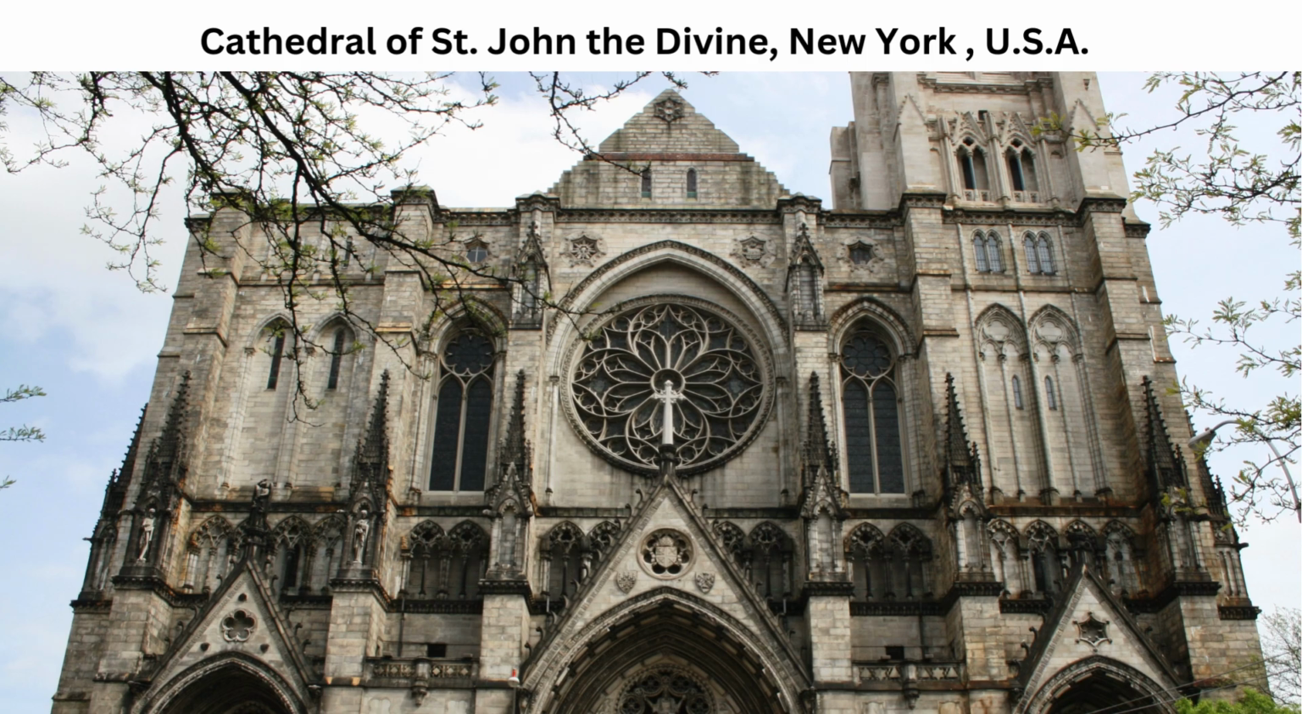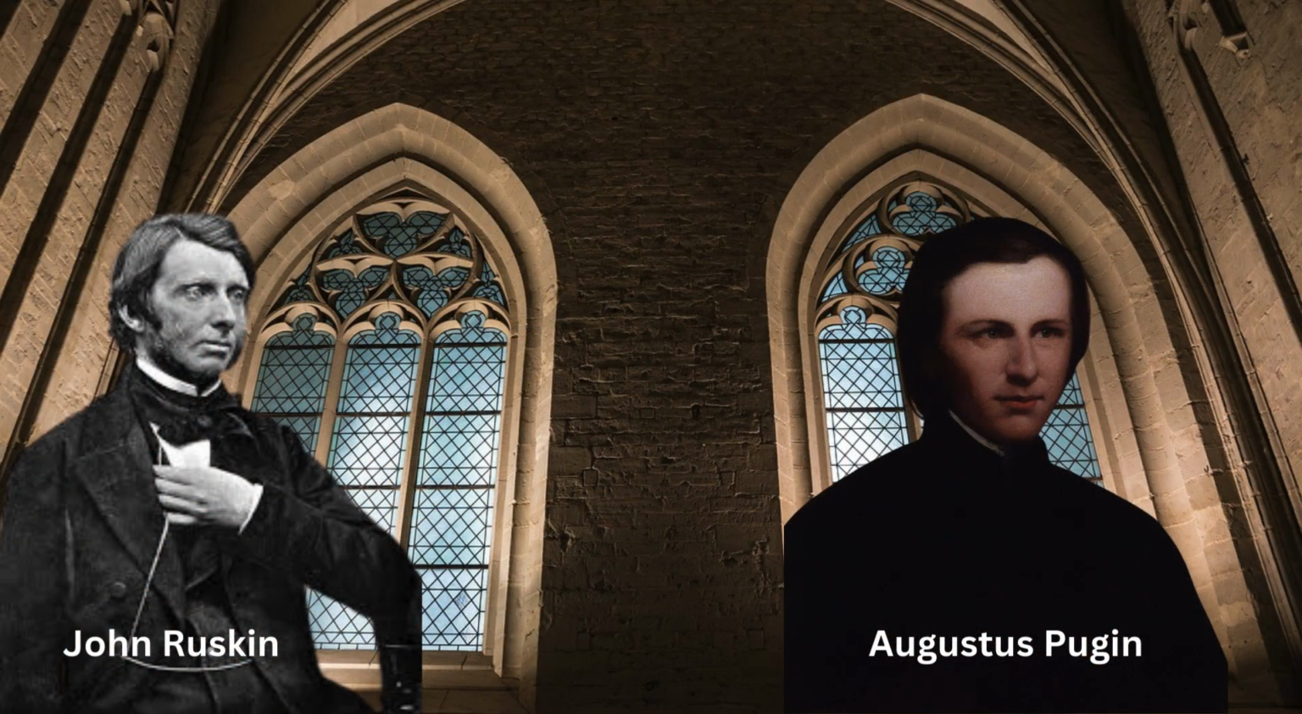The revival found powerful advocates in thinkers like John Ruskin and Augustus Pugin, who championed the style not only as an aesthetic choice, but as a moral and spiritual one. Ruskin, with his philosophy of truth to materials, believed that the authenticity and craftsmanship of Gothic architecture reflected a kind of moral integrity, contrasting it with what he saw as the soulless industrial designs of his day.